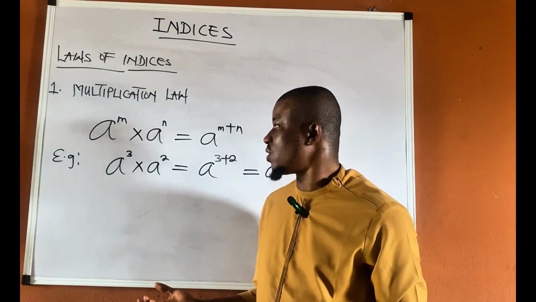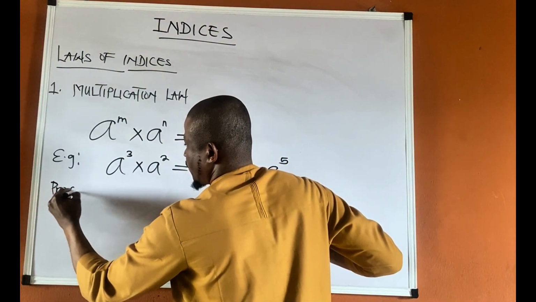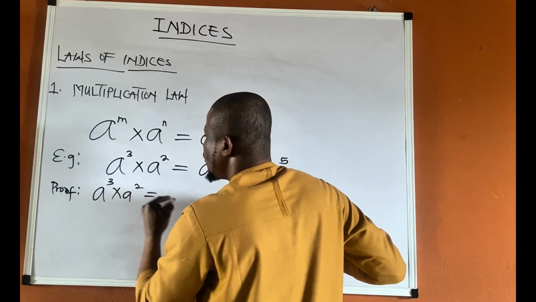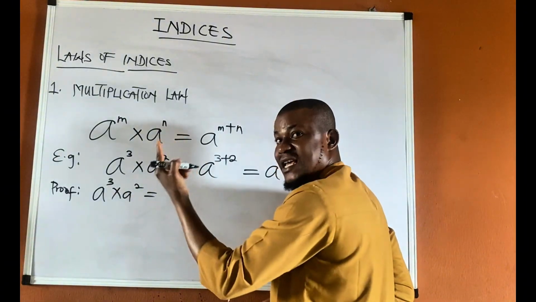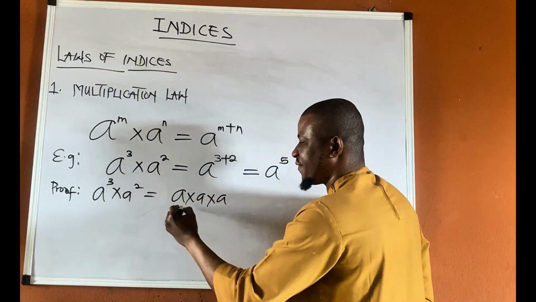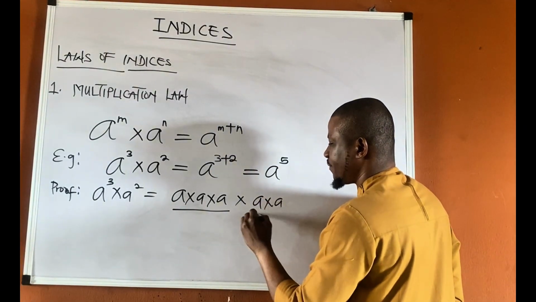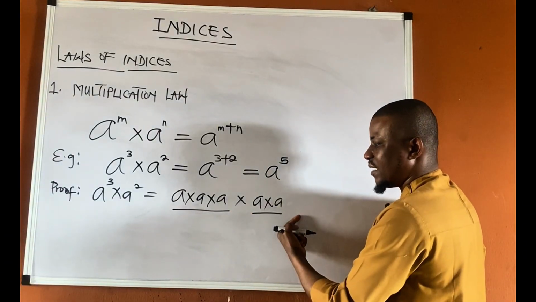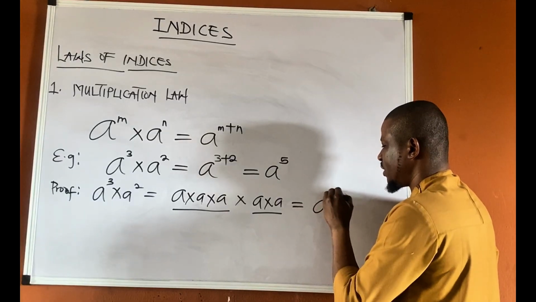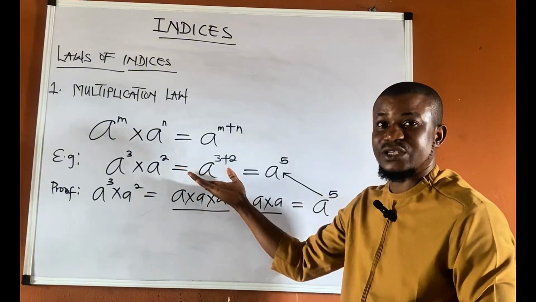Yes, and this is true because if we bring out this number, say a to the power of 3 times a to the power of 2, a to the power of 3, like we earlier explained, means a times a times a, multiplying itself 3 times. Now, times a to the power of 2 is a times a. If I count the number of a's multiplied here, we'll have 1, 2, 3, 4, 5. So this is a to the power of 5, which is the same as this. So this rule is correct.